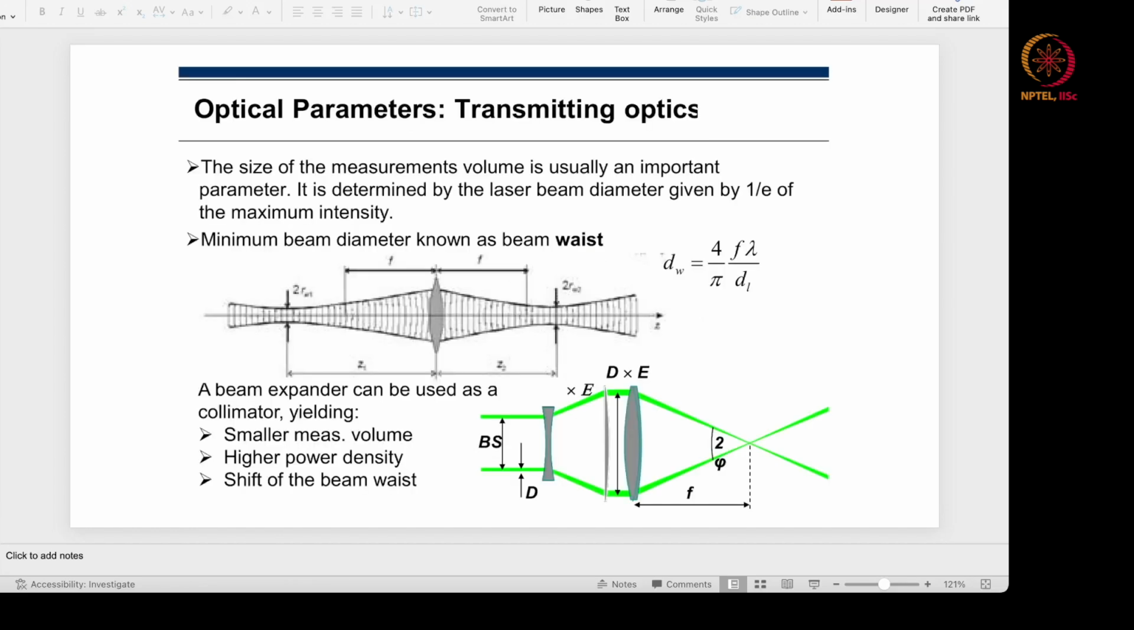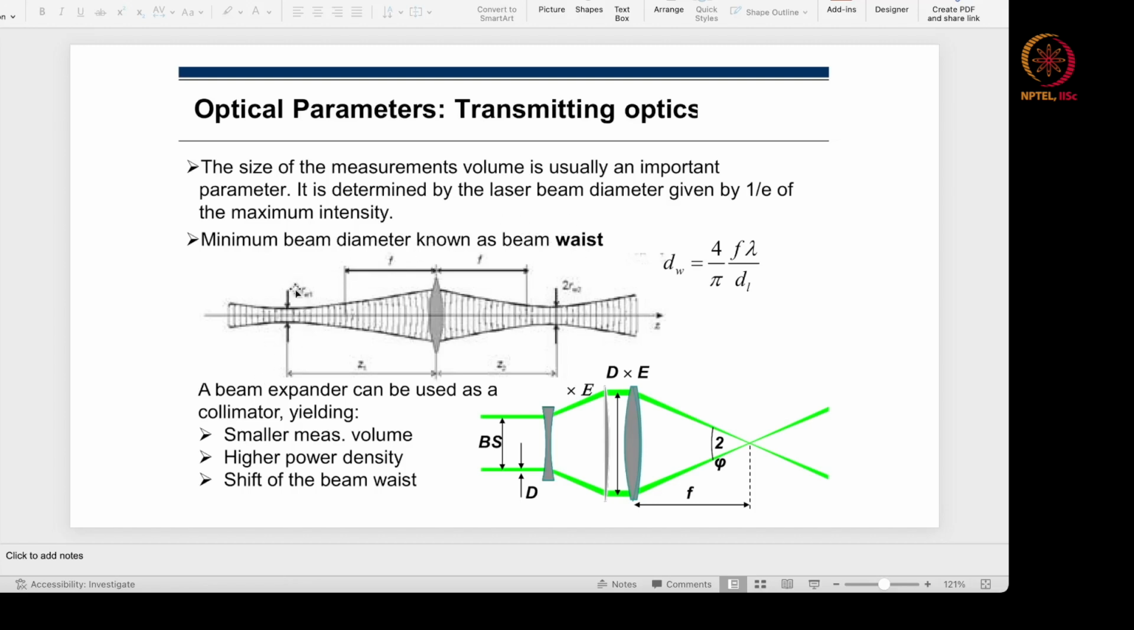All right. So now we go to the case of the transmitting optics. Now in the transmitting optics, what you see over here is something interesting. So this is how you transmit. The size of the measurement volume is usually an important parameter. It is determined by the laser beam diameter, which is given by 1 over e of the maximum intensity. So the minimum beam diameter is known as the beam waist. So let's just look at this.